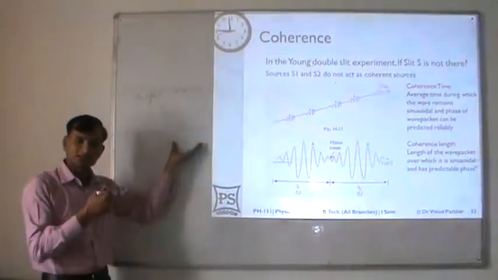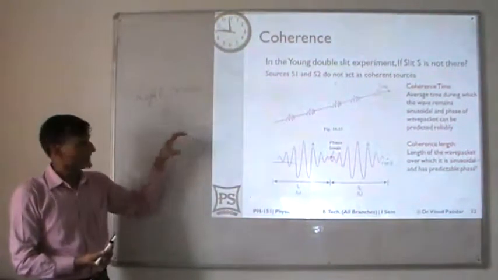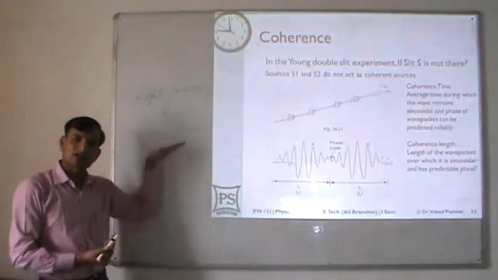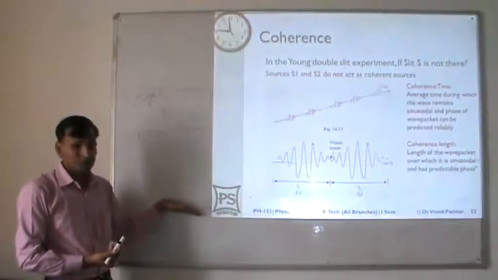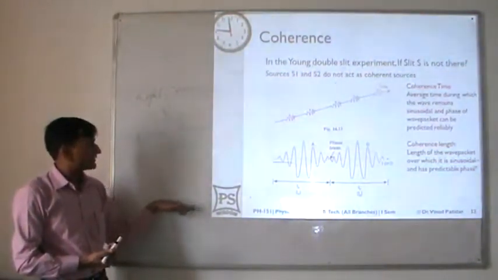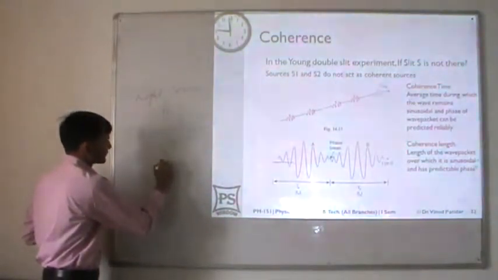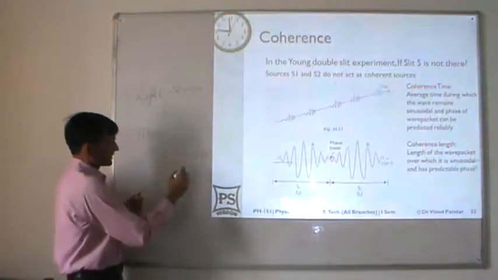In certain atomic systems, the energy difference between the higher atomic level and the lower atomic level is equal to the energy which corresponds to the visible wavelength. Okay, so you have a value of lambda which corresponds to visible, and then you see the light.